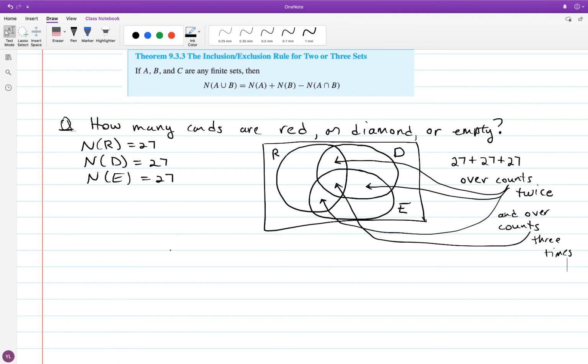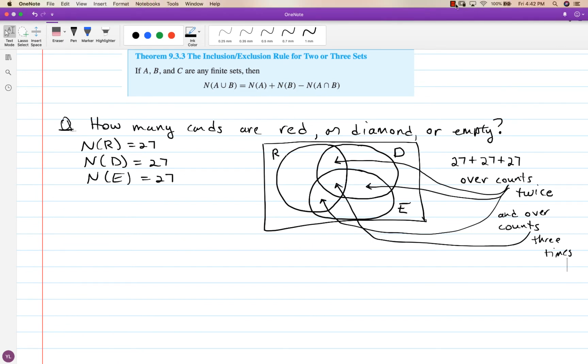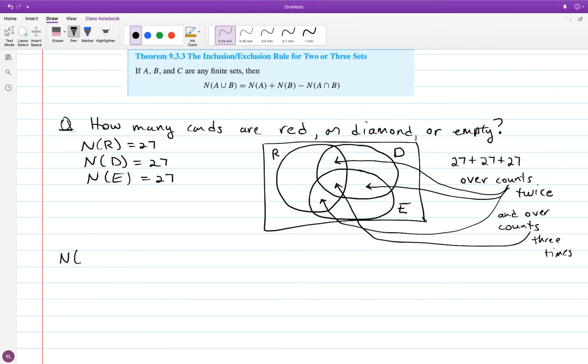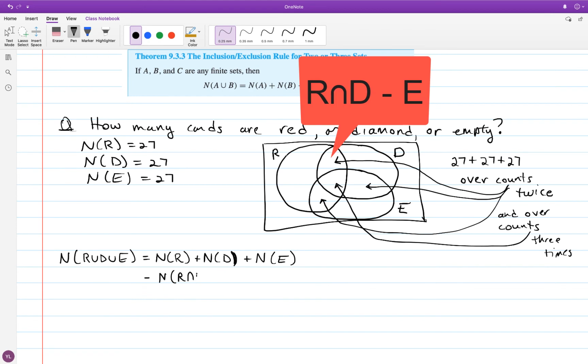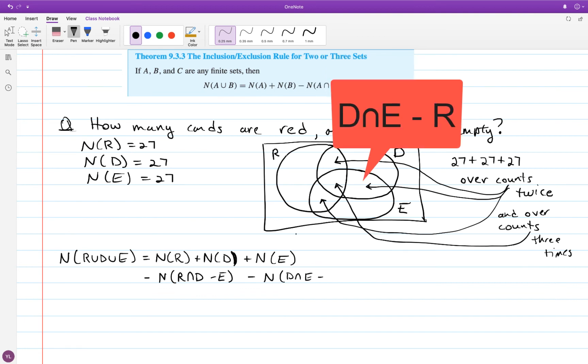Okay, so I'm going to try and write all of that out. If I want to count the union of R, D, and E, so what is the number of elements in R union D union E, I start with this rough count, which is NR plus ND plus NE, 27 plus 27 plus 27, and then I'm going to very carefully subtract off the overcounts. I'm going to do the longest computation possible and then reduce it, but it's this first computation that I'm getting directly from the Venn diagram. So what I'm writing out right here is a subtraction of the cards that were counted twice.